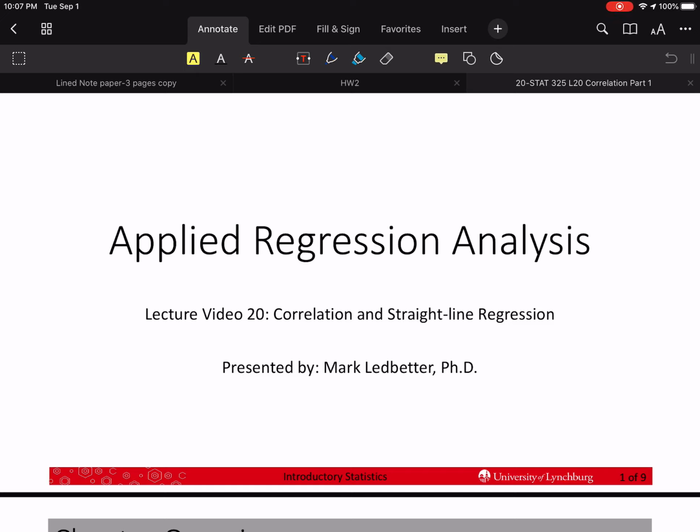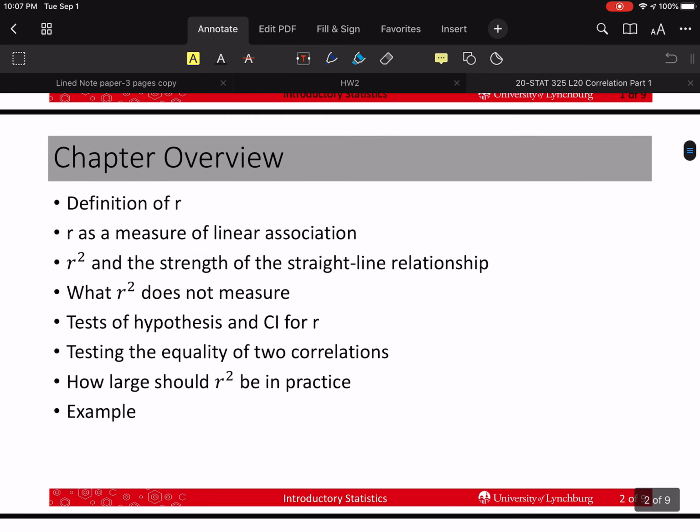I'm Mark Ledbetter, and this is lecture video 20, and we are moving into chapter 6, correlation and its relationship to straight line regression. So in this chapter, we're going to define R, the correlation coefficient, and talk about it as a measure of linear association.